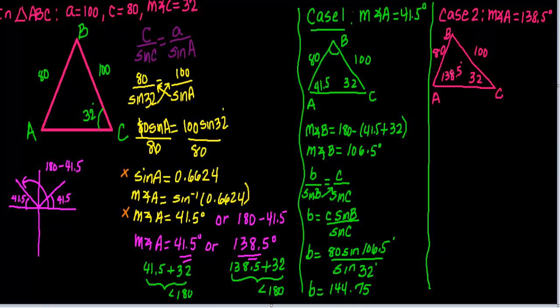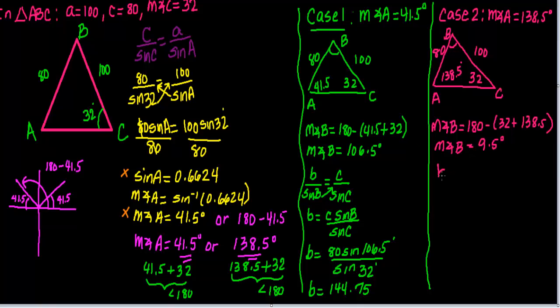So again, we have two angles. I can quickly solve for the measure of angle B, which is equal to 180 minus (32 plus 138.5). The measure of angle B is equal to 9.5 degrees. Okay, so we have angle B. Now all we need to find is side b.